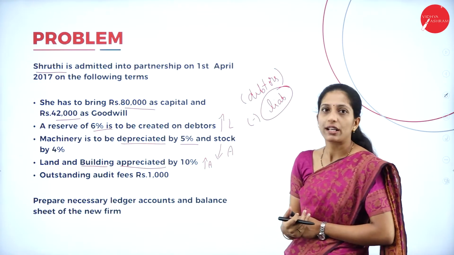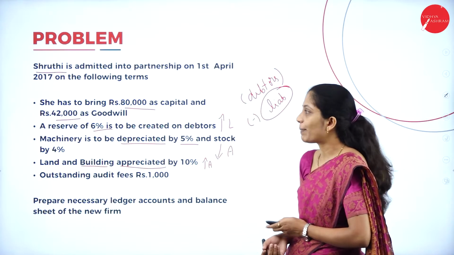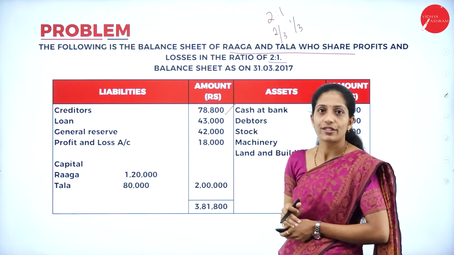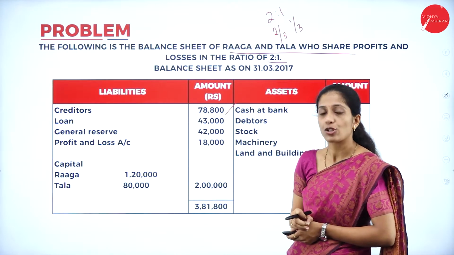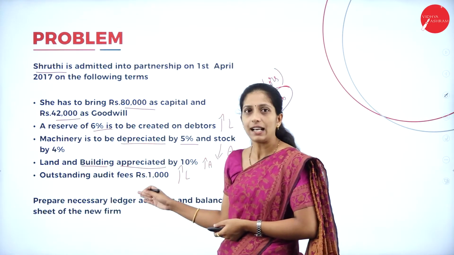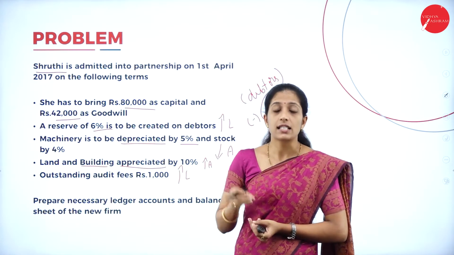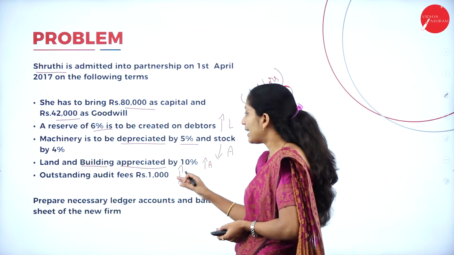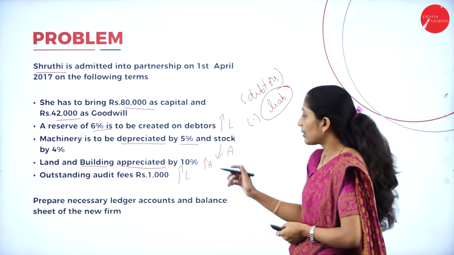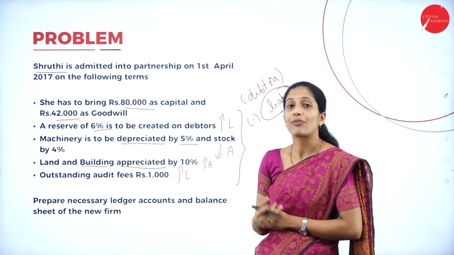Next, outstanding audit fees. What is outstanding audit fees? It's a liability. Whereas, if you see the balance sheet here, they have not given outstanding audit fees. In the sense, earlier it was not there. Now, there is an outstanding liability. So, what does it mean? Increase in liability. In the sense, on the date of admission of a partner, liability has increased. To what extent? By rupees 1,000.